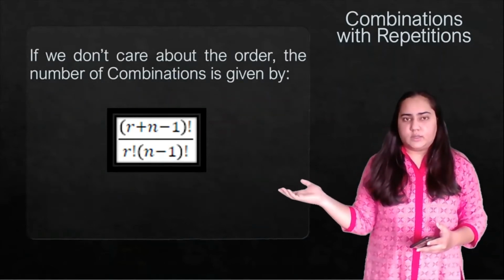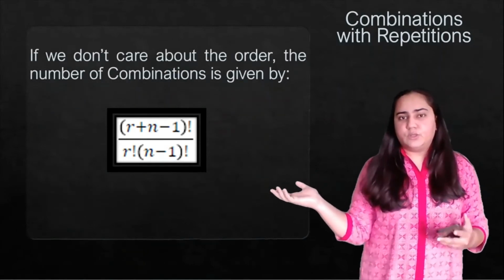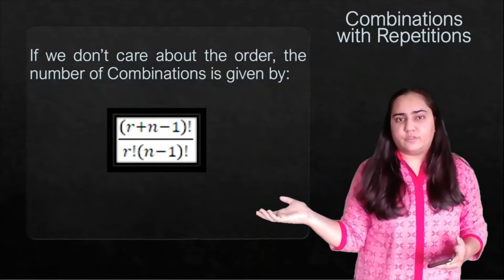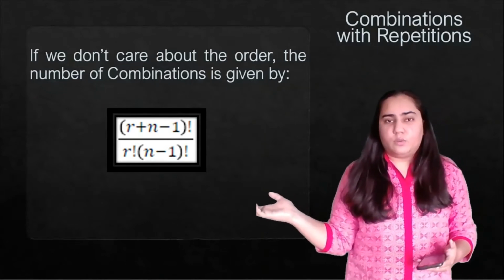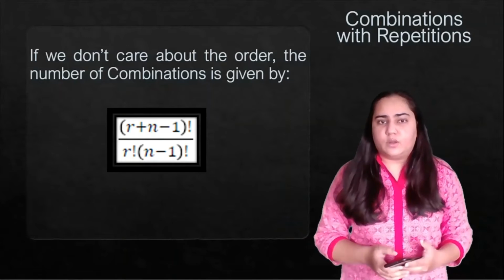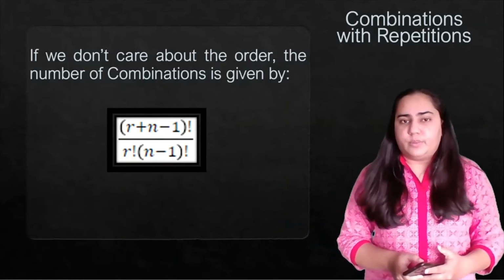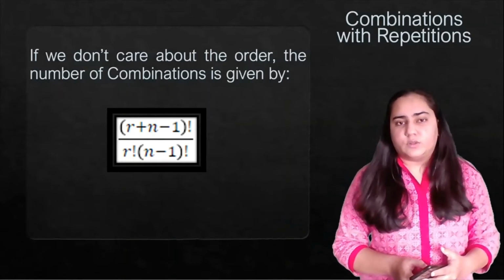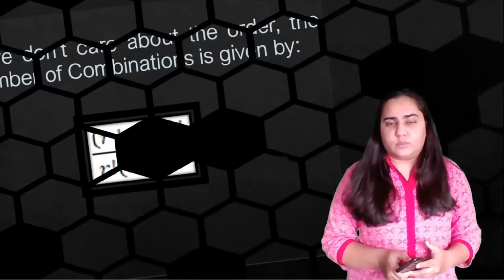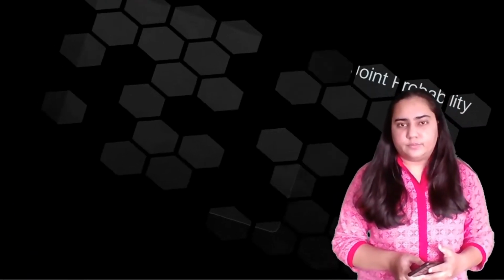So this is where, suppose you do not consider the order, if you do not want to know the order, then this is how combinations are given: r plus n minus 1 factorial upon r factorial into n minus 1 factorial.